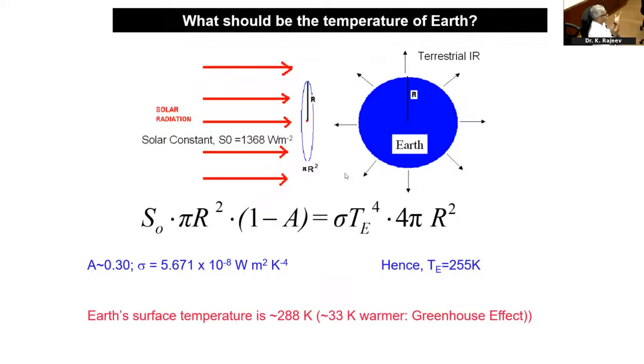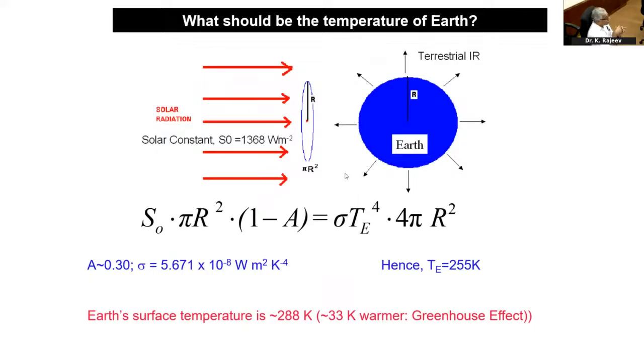Now, temperature is remaining constant. So that means it has to re-emit. All that radiation is re-emitted at a temperature, sigma T power 4, where T is the temperature of the Earth. This is called the effective temperature of the Earth. Sigma T power 4 into 4 pi r square, since it is emitted in all directions.